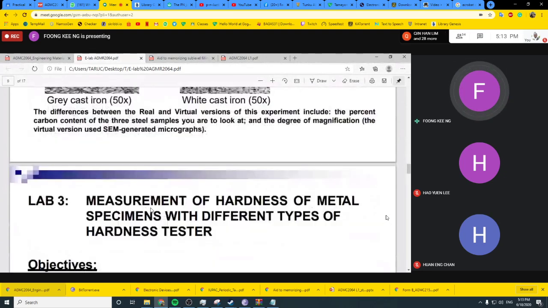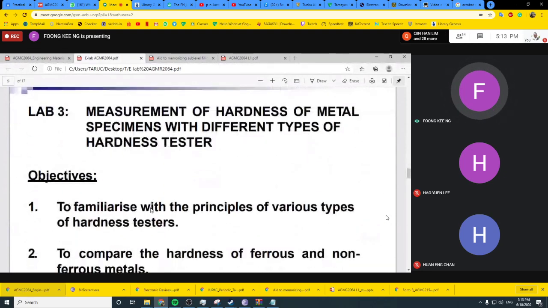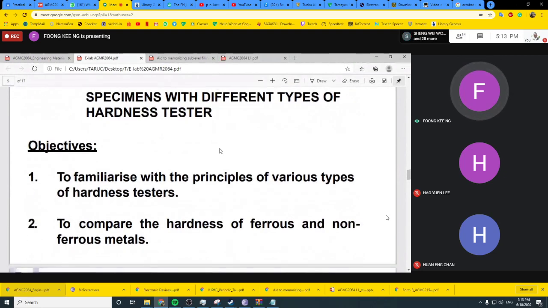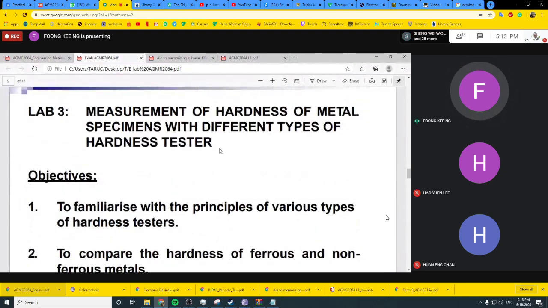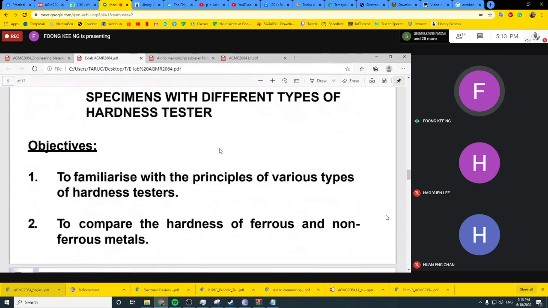All right. So next, as I said to you, the 3rd experiment and the 4th are on mechanical testing. You will test the hardness of metal, in particular a range of ferrous and non-ferrous materials. So we use different testers.